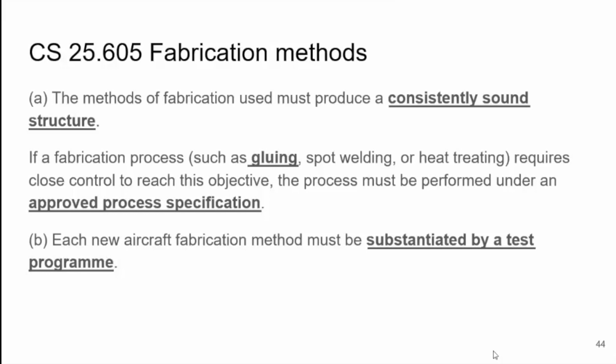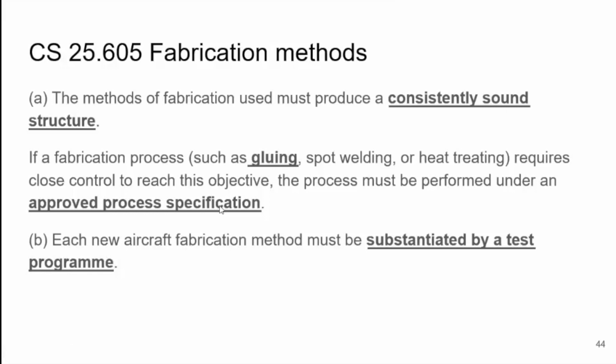So you have to develop the process specifically, and you have to test, and you must develop the process spec of the manufacturer. You can see Boeing has its own manufacturing spec, Airbus has its own manufacturing spec. That manufacturing spec has been validated through a series of tests that show the manufacturing process is consistent. So that is a requirement under 605.